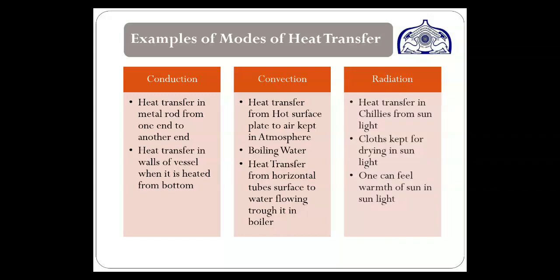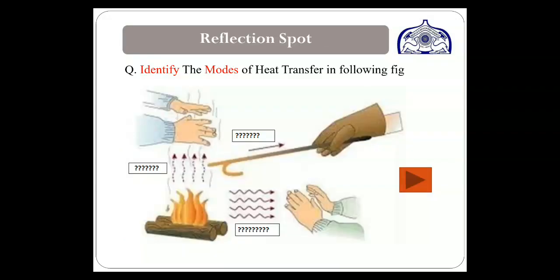Radiation. Heat transfer in chilies from sunlight. Whenever we keep the chilies for drying in the atmosphere, the chilies get dried due to radiation. Clothes kept for drying in sunlight. One can feel the warmth of the sun in sunlight, that is due to radiation.